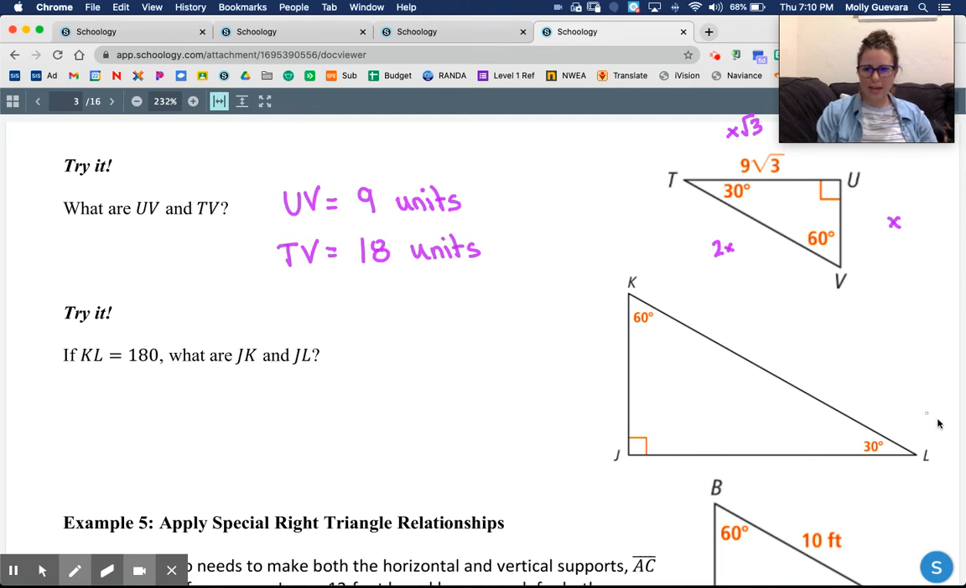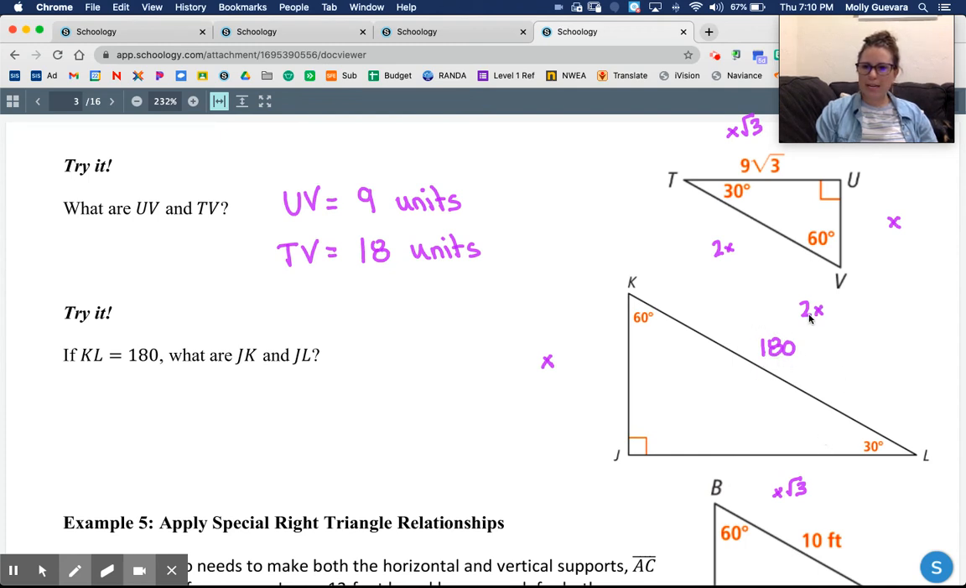Okay. Let's look here at the next try it. It tells me that K to L is 180 units. Okay, so again, I'm going to write in the pattern. The leg with the 60 is X. The leg with the 30 is X square root of 3. And then the hypotenuse is 2X.